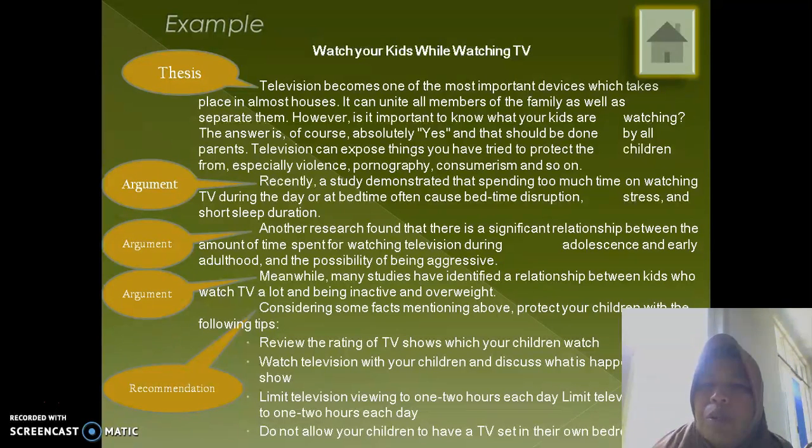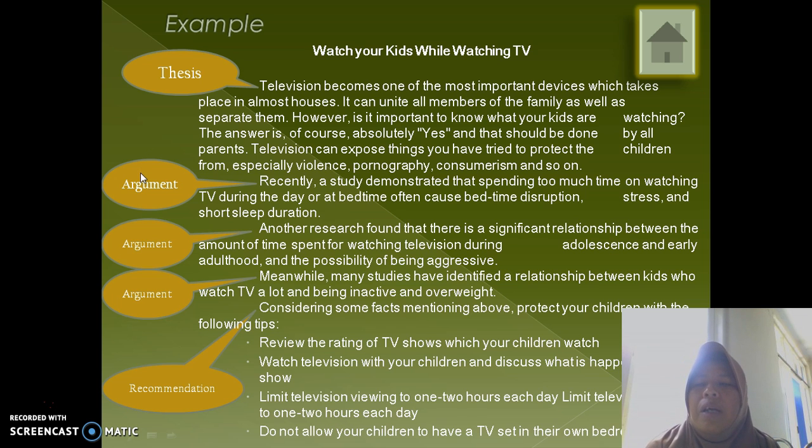However, is it important to know what your kids are watching? The answer is, of course, absolutely yes. And that should be done by all parents. Television can expose things you have tried to protect the children from, especially violence, pornography, consumerism, and so on.